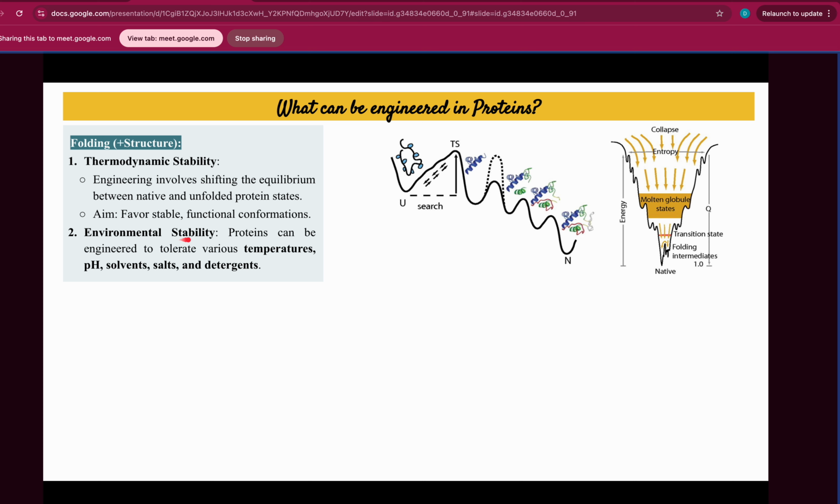And then the second thing is environmental stability. That means proteins can be engineered to tolerate various temperatures, pH, solvents, salts and detergents. As we know, different proteins are getting engineered these days, because different organisms exist in different conditions. Let's take the example of prokaryotes which exist in thermophilic conditions, in high temperature conditions.